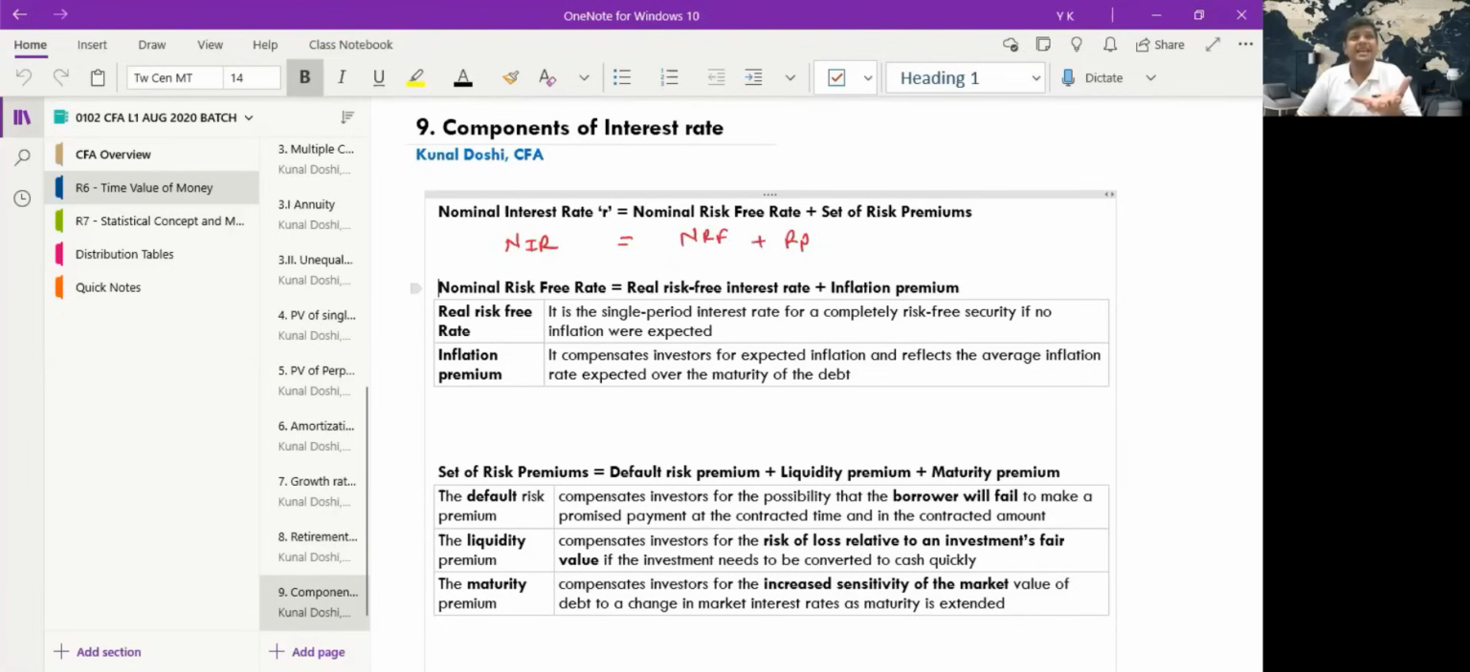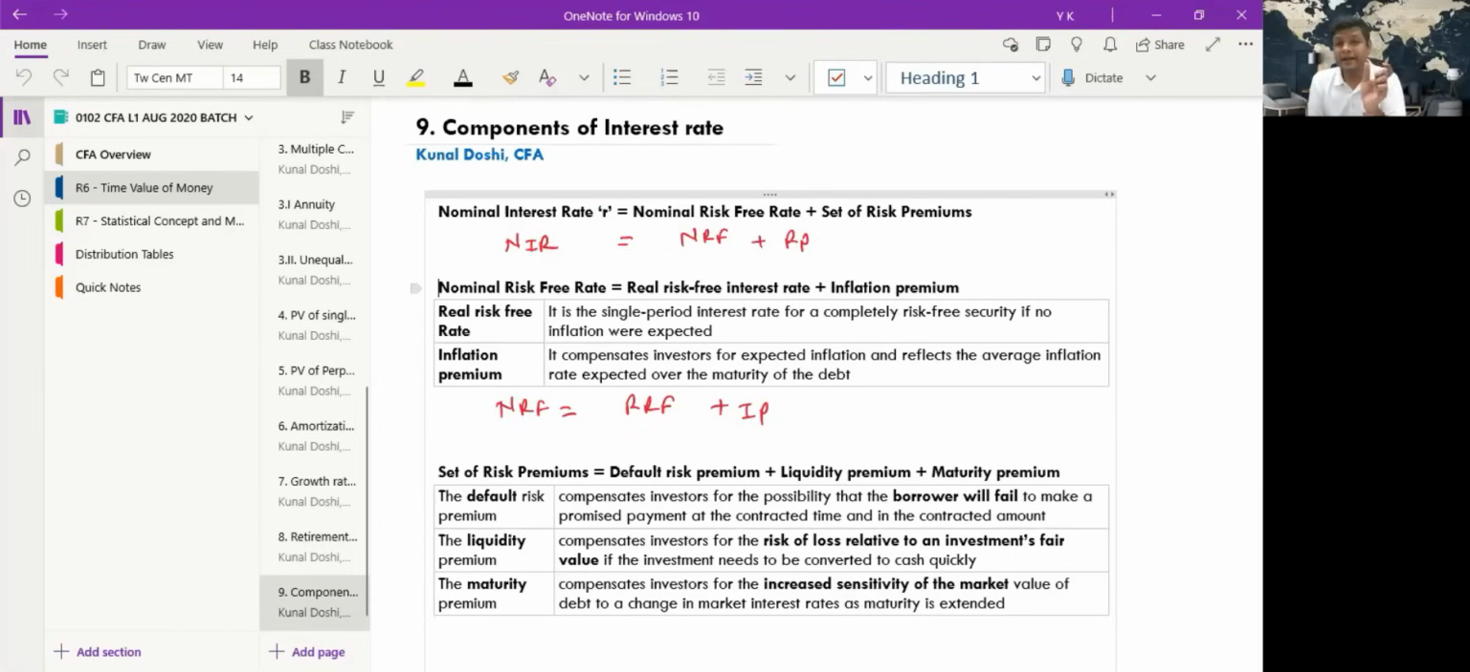Now, let's say the government bond in India offers a rate of, let's say 5%, just as an example. That 5% is called the nominal risk-free rate. In that nominal risk-free rate, there are two components. One is the real risk-free rate, and the other is the inflation premium. Remember, in a country, even if you put your money in a locker, the value of the money will keep depleting, because of the cost of inflation. Inflation is the loss of your purchasing power.